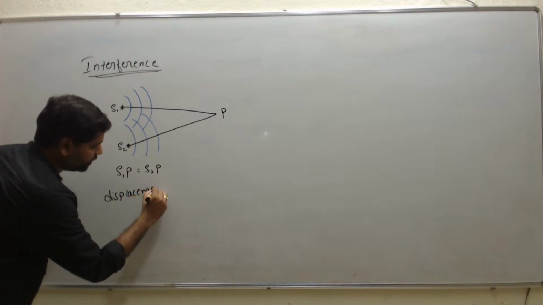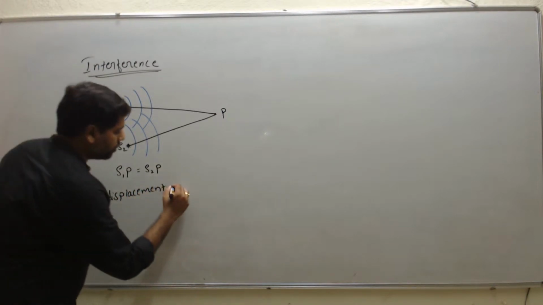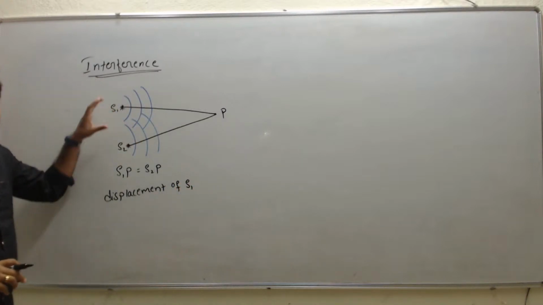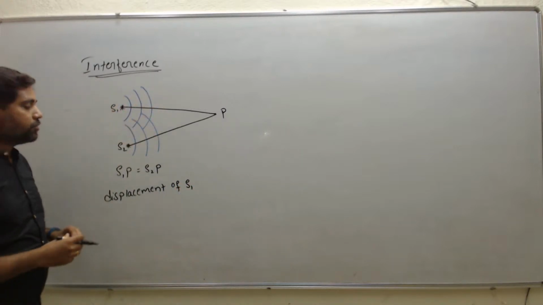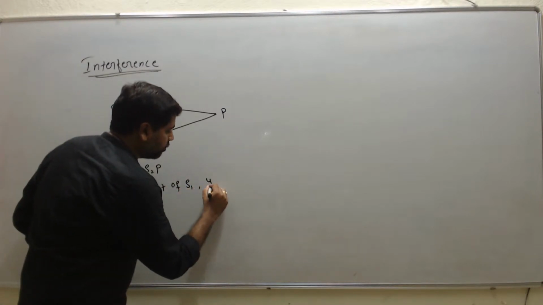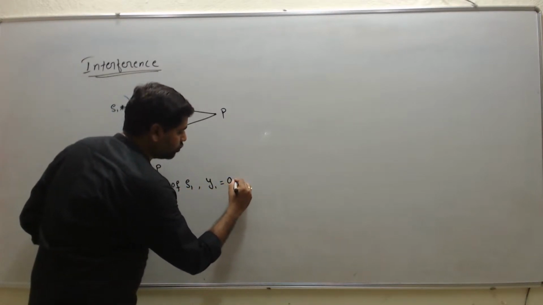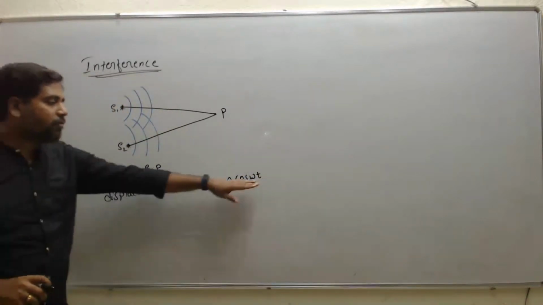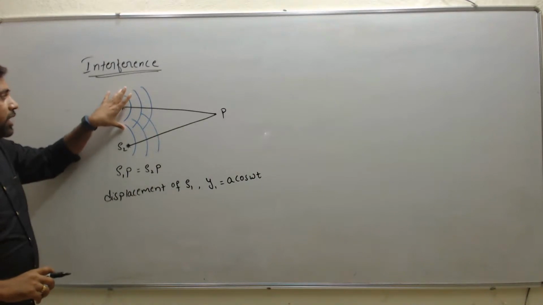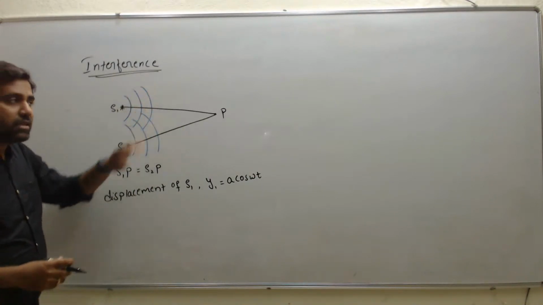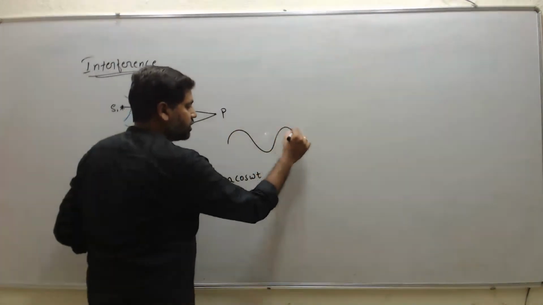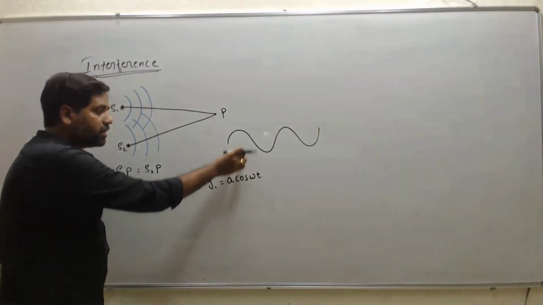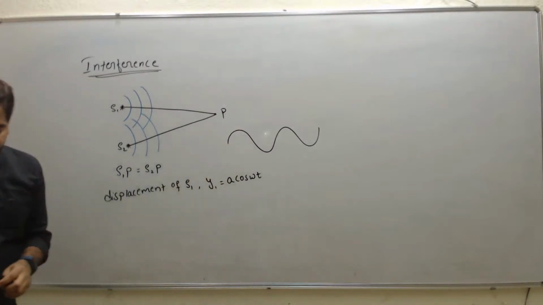that is displacement of the wave produced by S1, we can write y1 is equal to a cos omega t. Here I am considering the wavefront, or we can consider it as the wave. So if we consider this one as the wave, then the wave equation is a cos omega t. Here a is the amplitude of the wave, right?